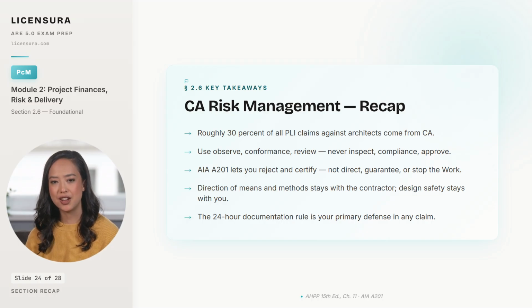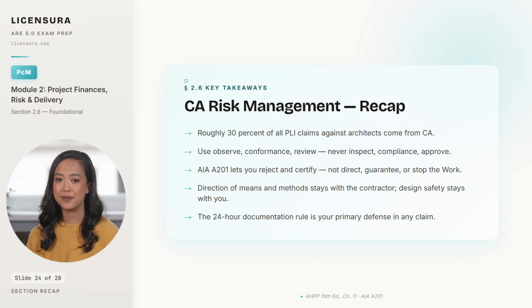You can reject non-conforming work, certify payment applications, interpret the contract documents, and determine substantial completion, but you cannot direct means and methods, guarantee a defect-free building, stop the work unilaterally, or supervise the contractor's employees.